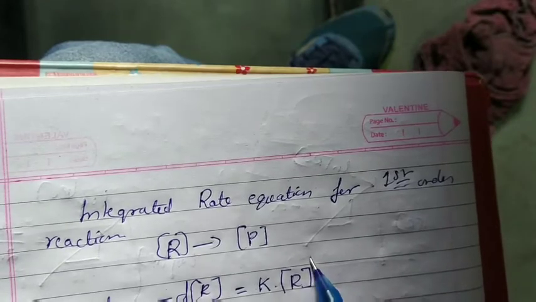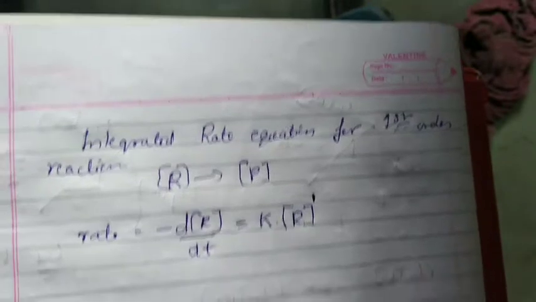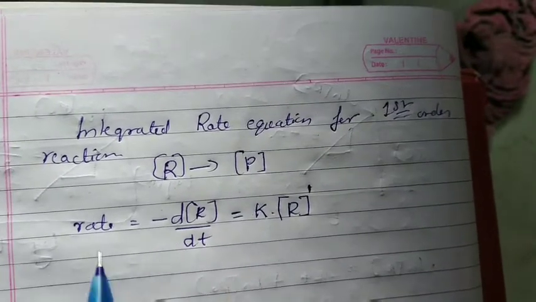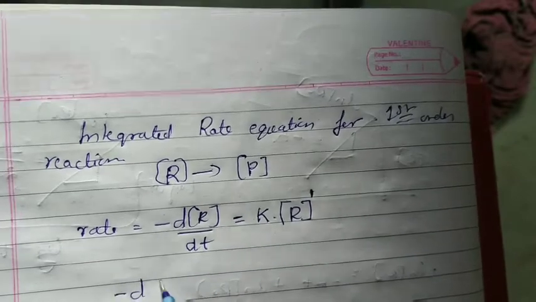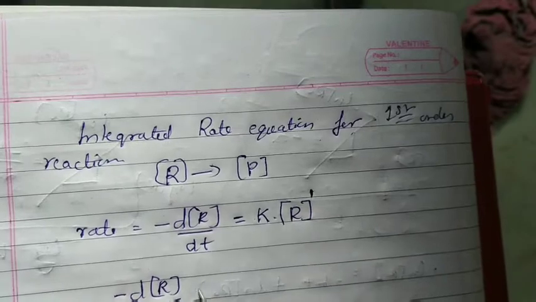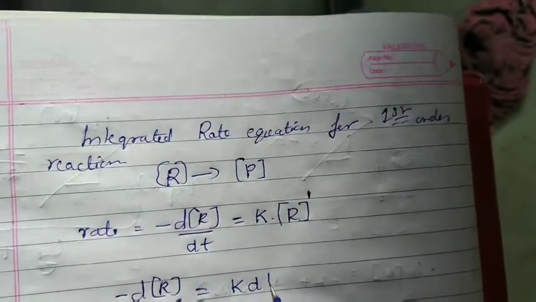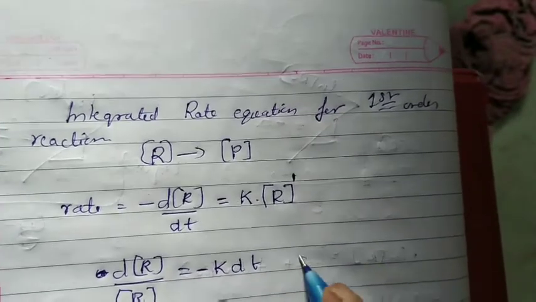The rate of the first order reaction is directly proportional to the first power of the concentration. Rate is equal to this. Now, you take R on one side: minus dR by R is equal to K dt. This minus sign you take it here. This is equation number 1.